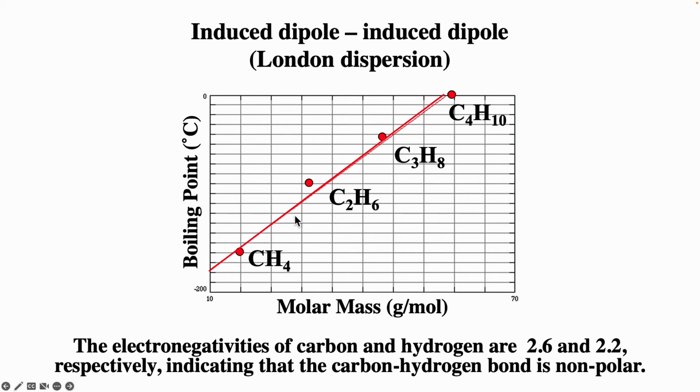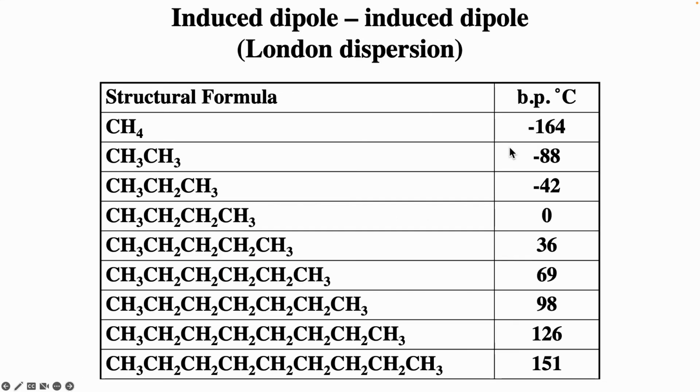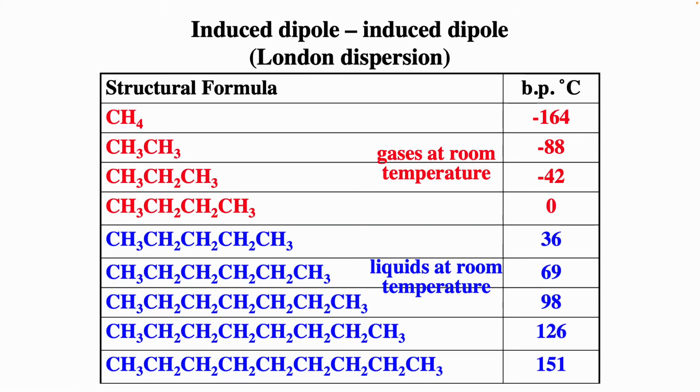It's a coincidence, though, that this relationship is linear. And so here's a longer list of hydrocarbons and their boiling points. And again, the larger the molar mass, the stronger London dispersion, and hence the higher the boiling point. It's kind of interesting. For the first four, they're gases at room temperature, and then the next five are liquids at room temperature.